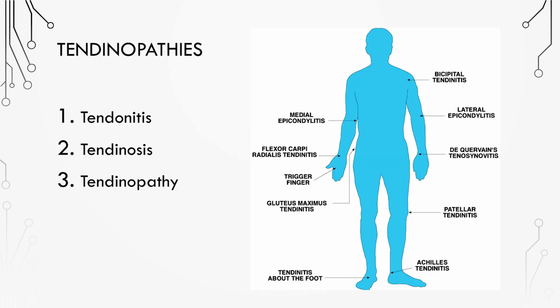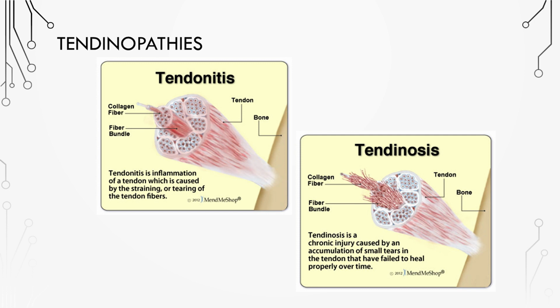Now we're going to discuss tendinopathies, which include disorders like tendinitis, tendinosis, and tenosynovitis that adversely affect the tendons. Broadly characterized, tendinopathies fall into 2 groups: tendinitis and tendinosis. Tendinitis is acute inflammation of the tendons, typically caused by traumatic events leading to strain and tearing of tendon fibers. This condition represents the initial stage of tendon injury.